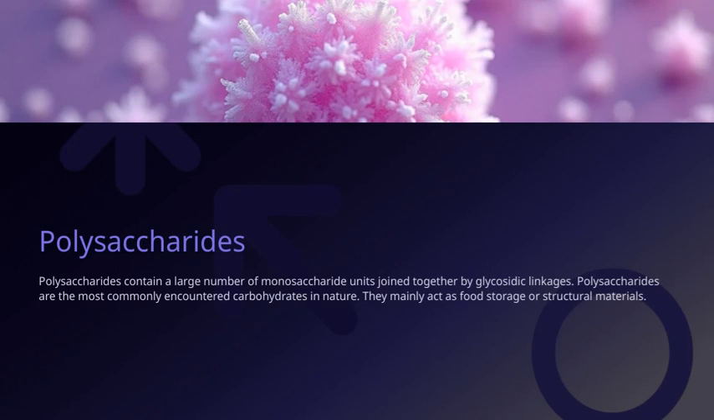Polysaccharides are essentially large, complex carbohydrates made up of many monosaccharide units. These units are linked together by glycosidic bonds, which are special types of covalent bonds. Now, what's interesting is that polysaccharides are the most common carbohydrates you'll find in nature. They're everywhere around us, from the plants we eat to the structural components in various organisms.